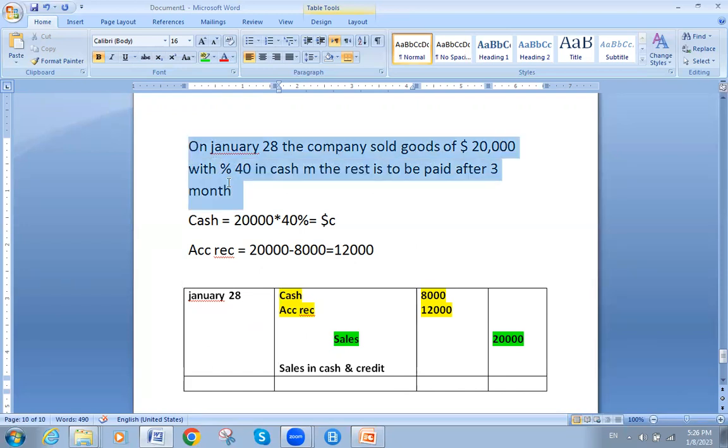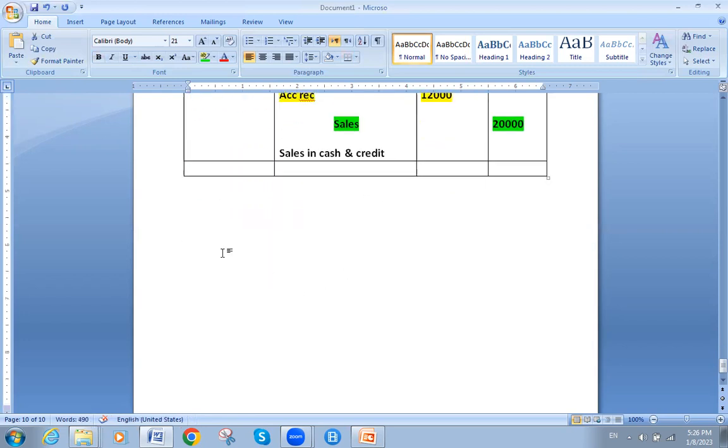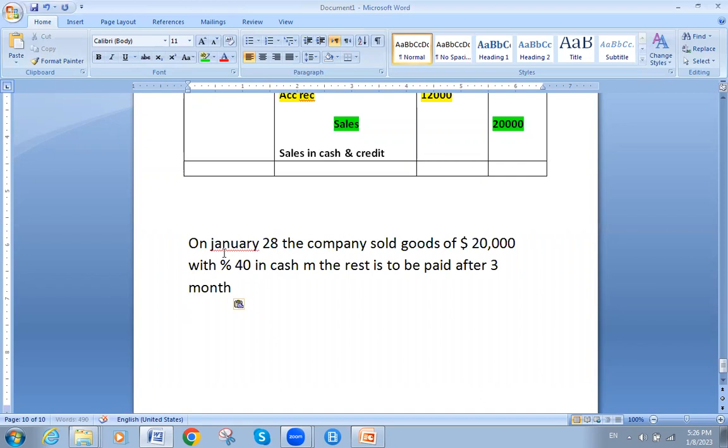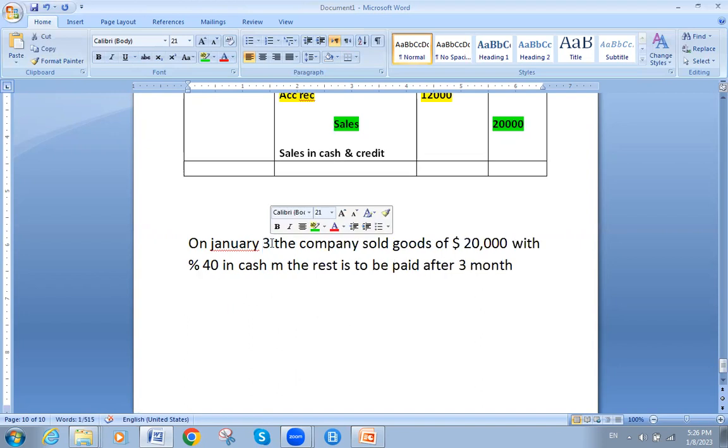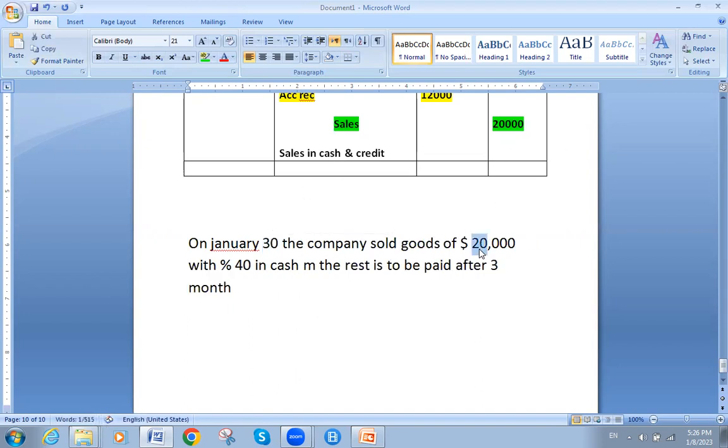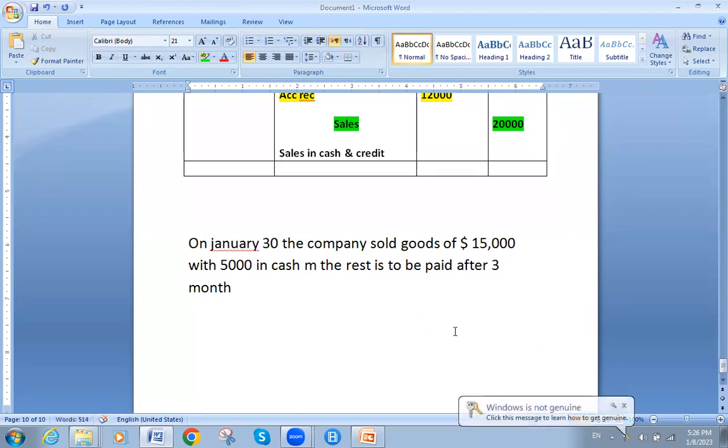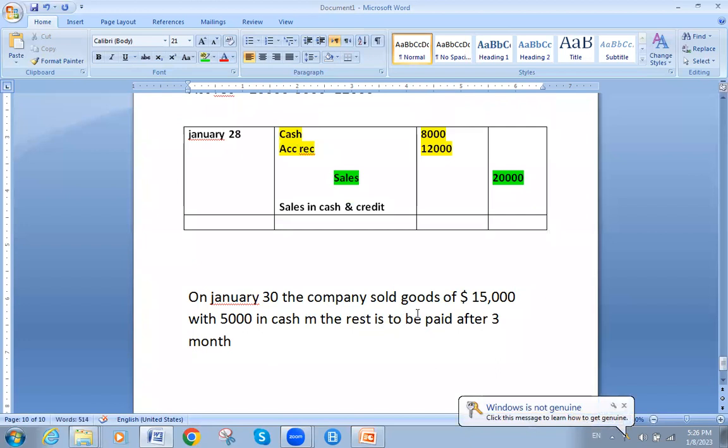All I will do right now is give you another example. Exactly the same, we will only change the numbers. Here we go. On January 28, we'll change it into January 30. And here it will be 15,000 with payment of 5,000 in cash, and the rest will be 10,000. So it will be cash 5,000 and account receivable 10,000 to 15,000 sales.